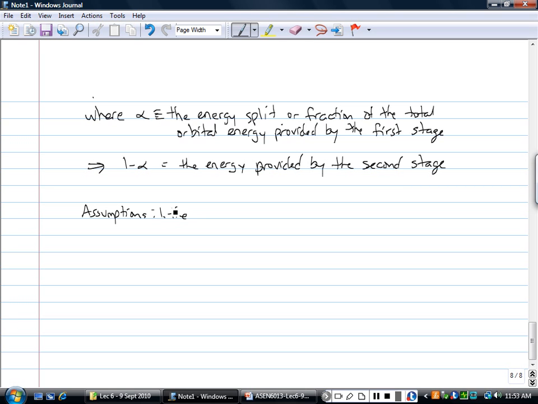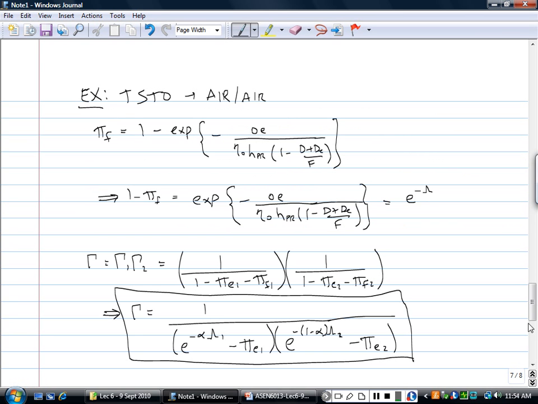Two stages. The two stages have the same performance. Which means lambda 1 is lambda 2 is lambda. So if you refer back to lambda, that was everything that we had there to derive our energy: the orbital energy, the efficiency, the fuel, and the thrust to drag.